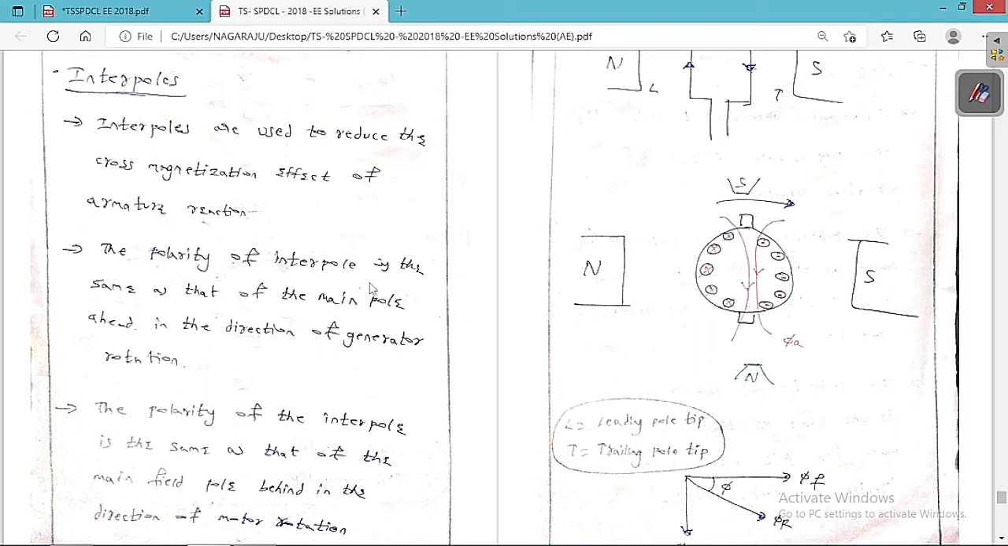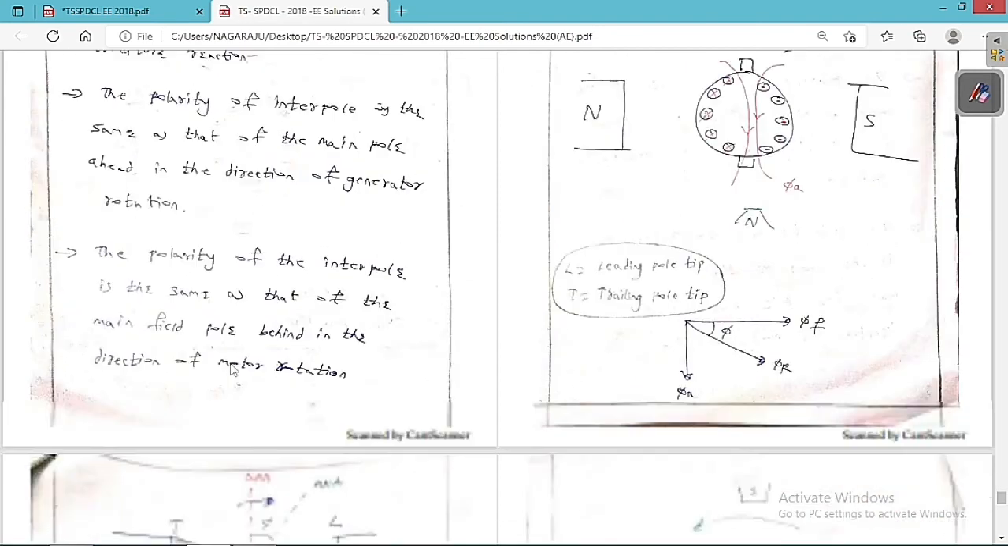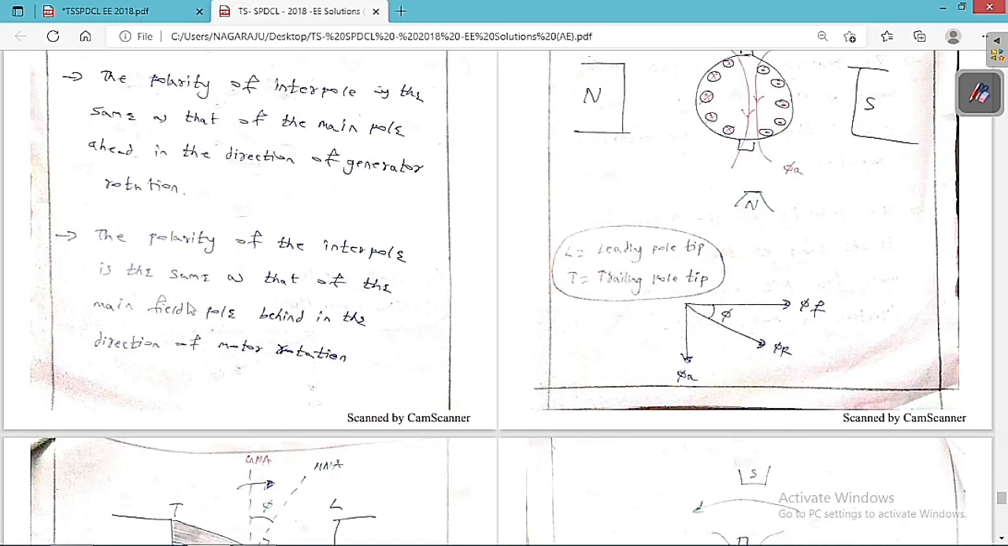And the polarity of the interpole is the same as that of the main pole ahead in the direction of generator rotation. I have already told this point. And the polarity of the interpole is opposite to that of the main field pole behind in the direction of rotation. These things I will discuss now in a very detailed manner.